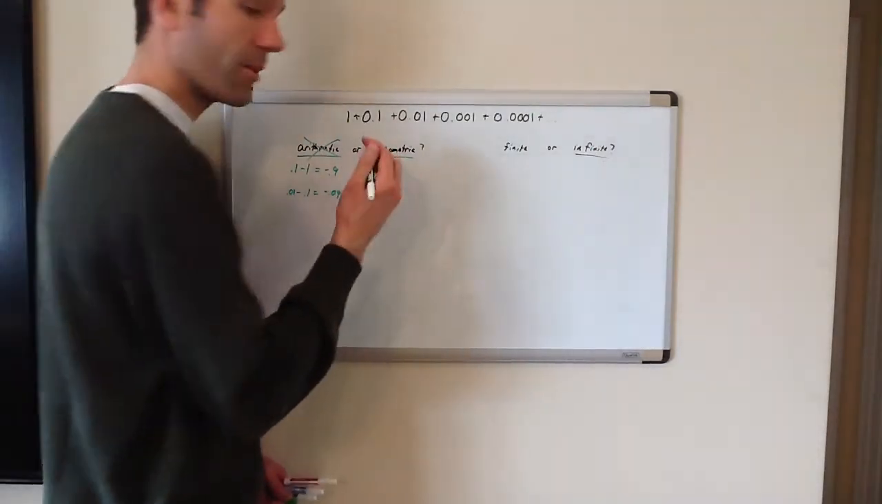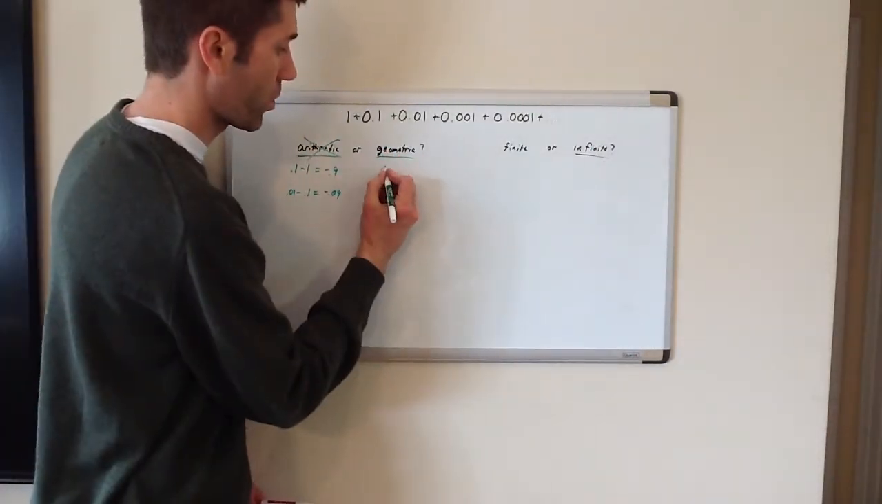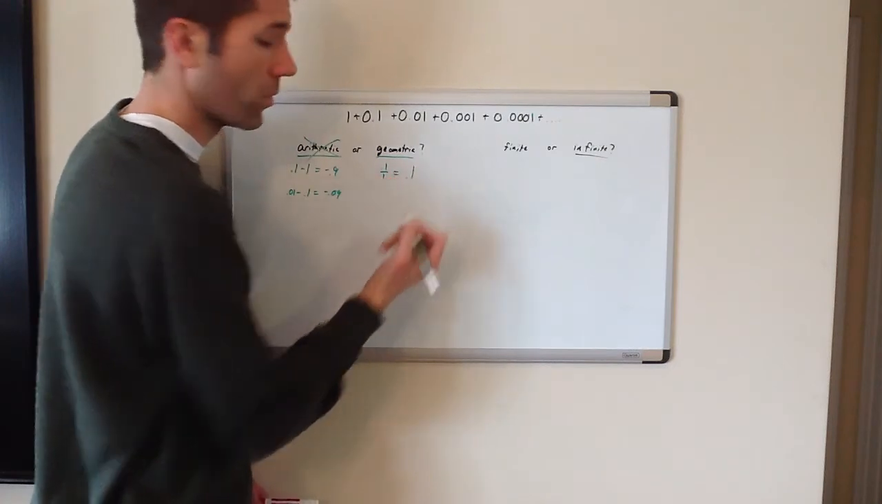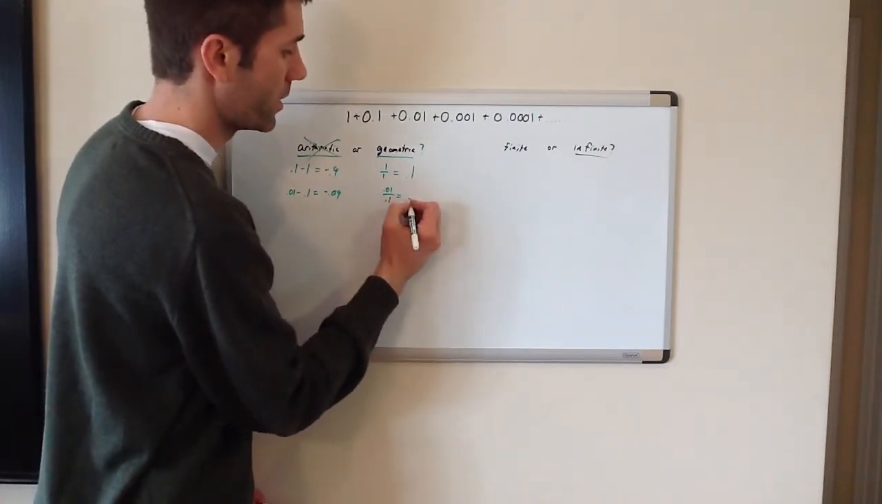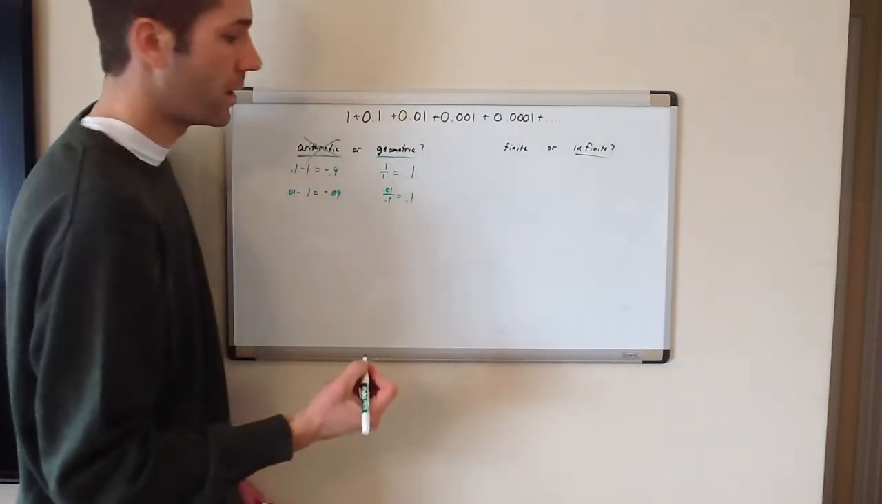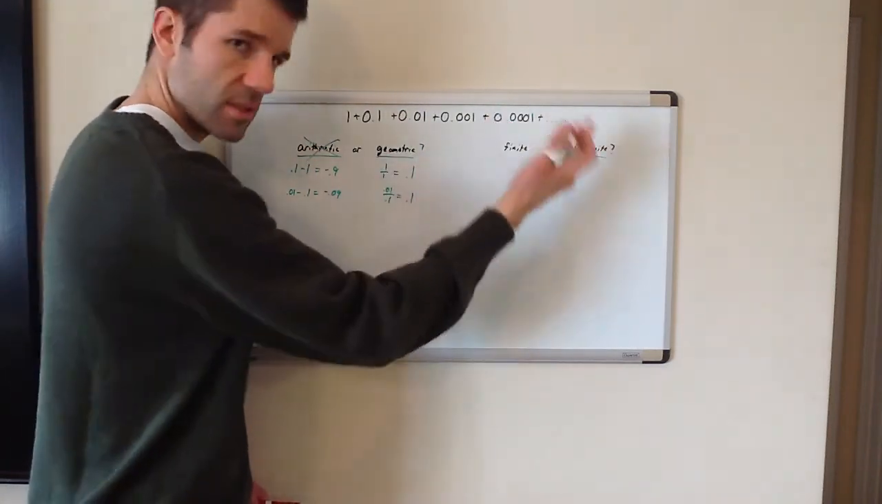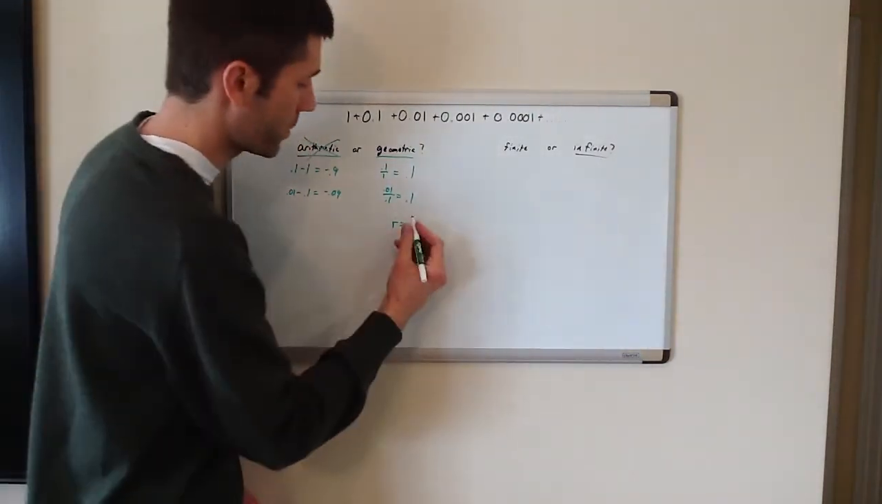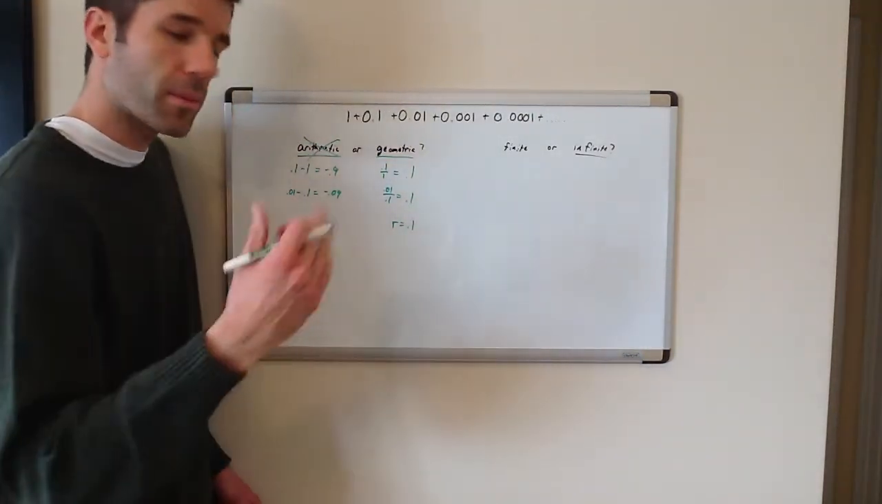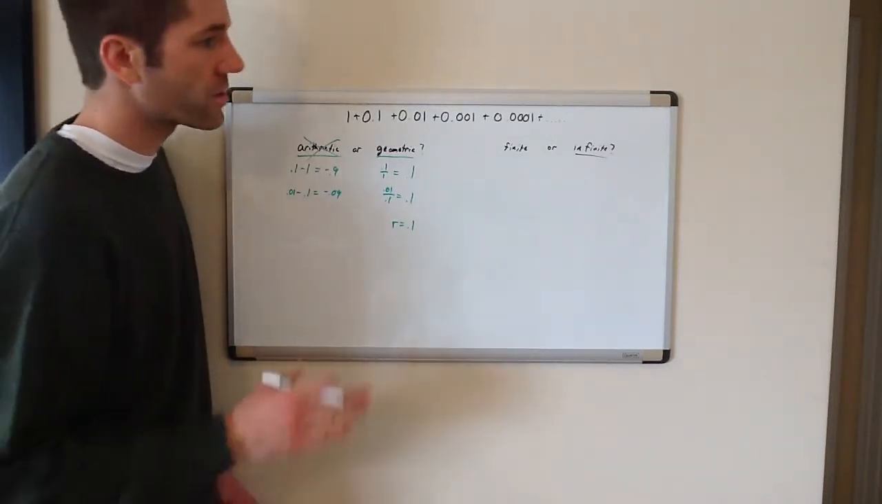Geometric, on the other hand, if I divide, it should work. So 0.1 divided by 1 is 0.1. 0.01 divided by 0.1 is 0.1. And because of the consistency from one to the other, we know that the common ratio is, boy, I hope it's obvious, it's 0.1. Knowing that my common ratio is 0.1, that's going to help me.